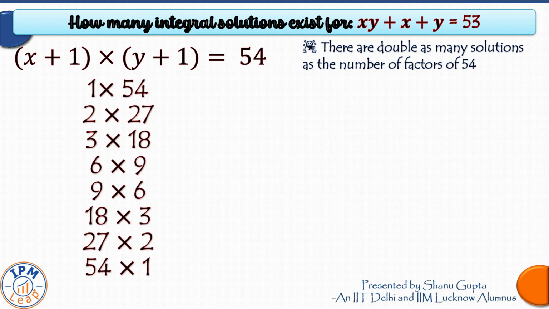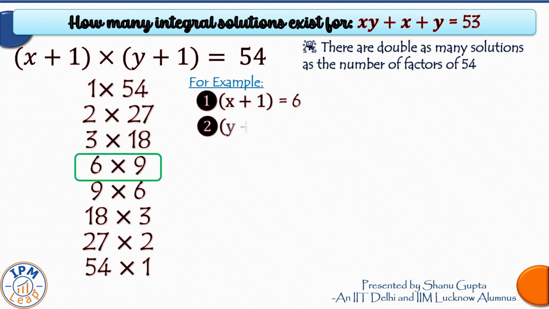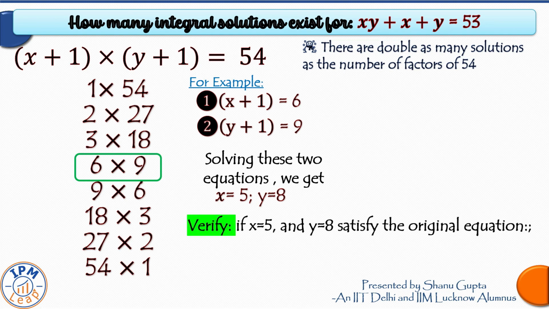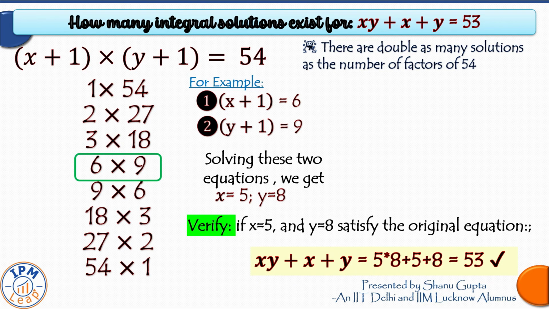For example, let me pick this one. If x plus 1 is equal to 6 and y plus 1 is equal to 9, solving these two equations, we get x is equal to 5 and y is equal to 8. Let's put them back together in the equation. 5 into 8 plus 5 plus 8 is indeed 53.